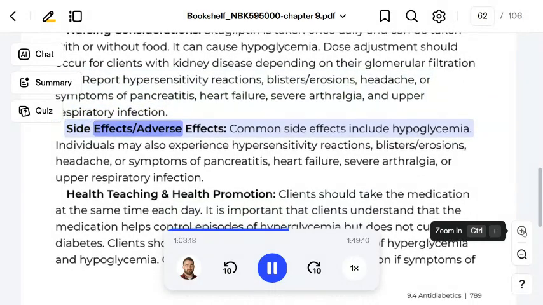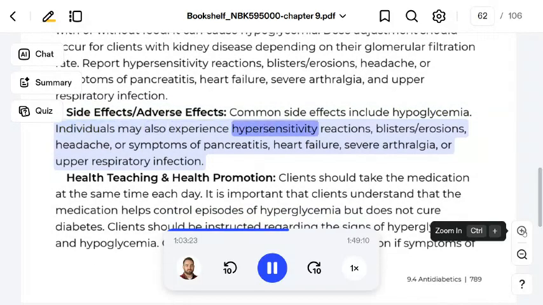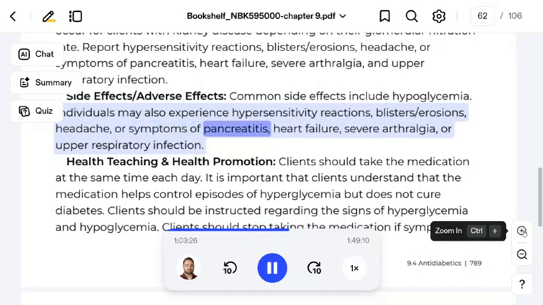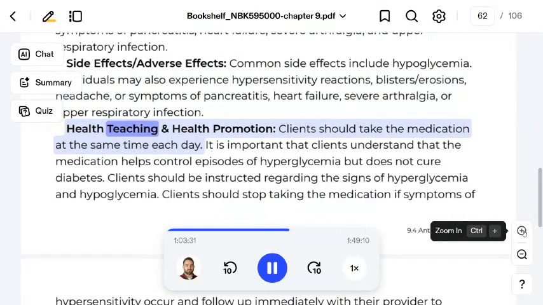Side effects, adverse effects. Common side effects include hypoglycemia. Individuals may also experience hypersensitivity reactions, blisters, erosions, headache, or symptoms of pancreatitis, heart failure, severe arthralgia, or upper respiratory infection. Health teaching and health promotion.